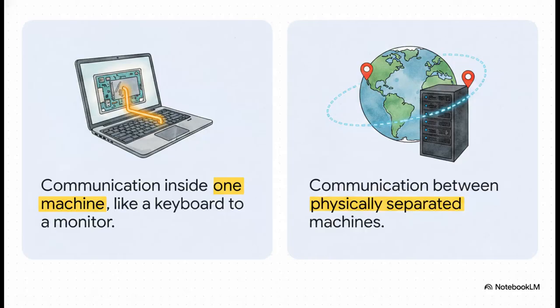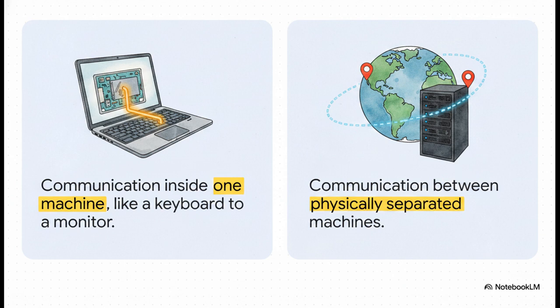to point B. Now, there's a really crucial distinction we need to make here. Imagine you're typing away on your laptop. You hit a key on your keyboard and a letter pops up on your monitor. The sender is the keyboard, the receiver is the monitor. But is that a computer network? Well, no. Actually, that's what we call inter-process communication. It's all happening inside one single machine, managed completely by your operating system's kernel. A true computer network only really comes into play when the client and the server are physically separated.